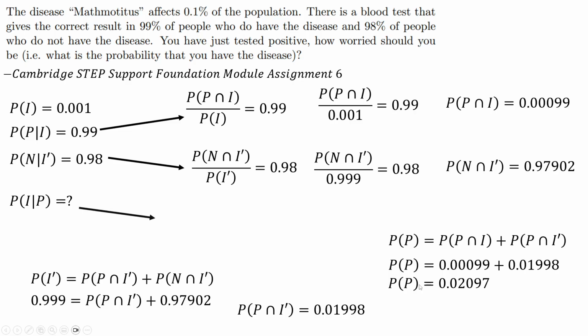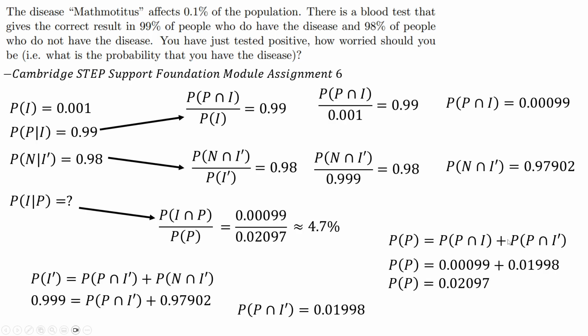Okay, and now we can work on this. Using the conditional probability definition, we've got I and P divided by the probability of P. Well, I and P we already know is the same as P and I, so that's just 0.00099, divided by the probability of P, which is 0.02097, and that gets us roughly 4.7%. Okay, and that is our answer.